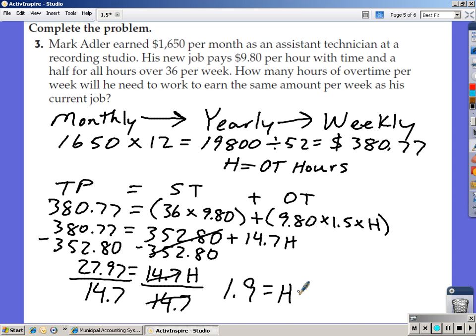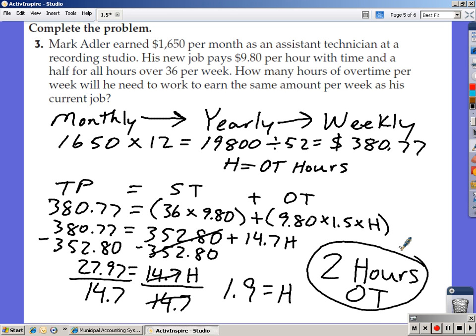Again, we cannot leave it at that. You always, on this type of problem, have to round up to the next quarter of an hour. The next quarter of an hour is 2 hours overtime.